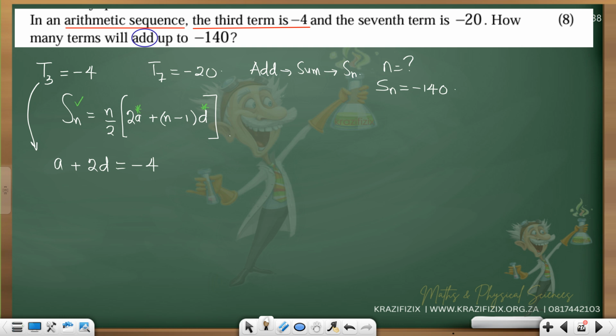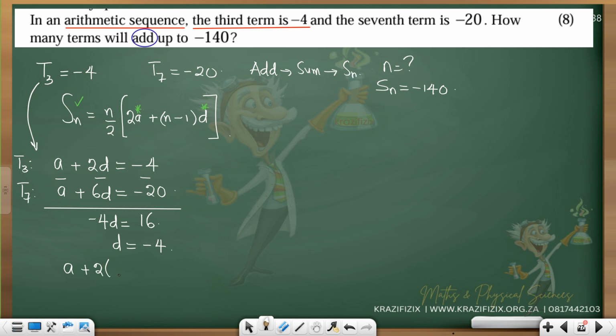a plus 2d equals negative 4. This is my T3. What about my T7? a plus 6d, equals negative 20. We should know how we got that. I told you, once I have 2 equations like this, I can just subtract. a minus a would be 0. 2d minus 6d would be negative 4d. And negative 4 minus negative 20, that is positive 20 minus 4, would give me 16. So what is d? d is negative 4. Now I can get a.